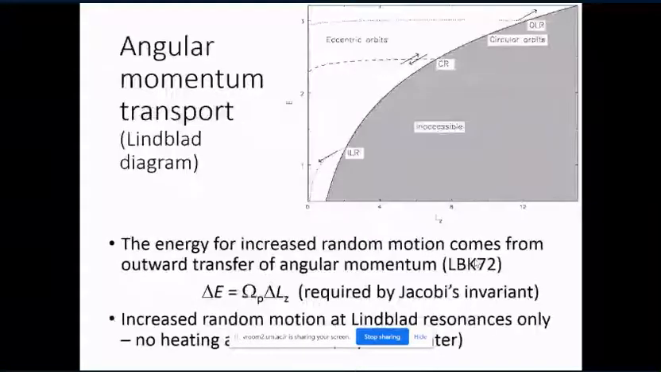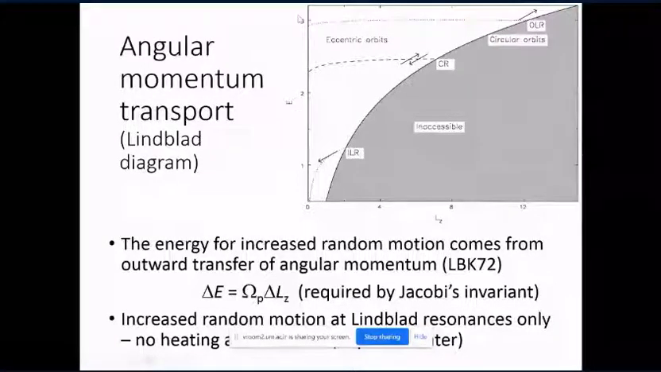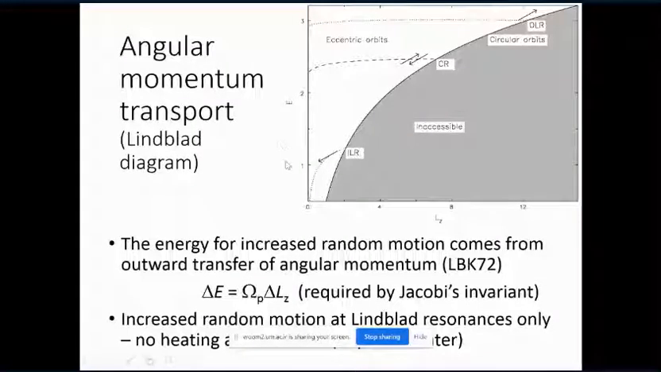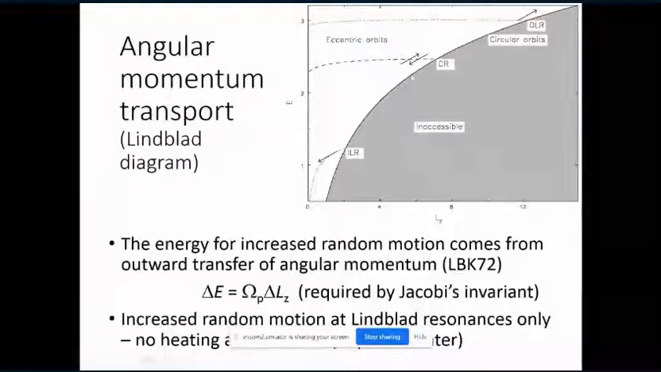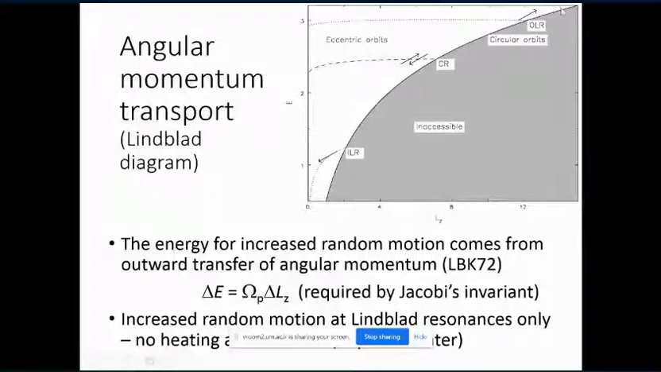Okay, now this is an important diagram. It's known as a Lindblad diagram. What I'm plotting here is angular momentum on the x-axis and energy of the stars on the y-axis, and this line here shows you where the circular orbit curve is. These are stars which have the least amount of energy for their angular momentum.